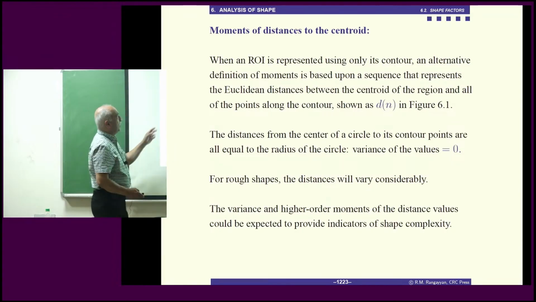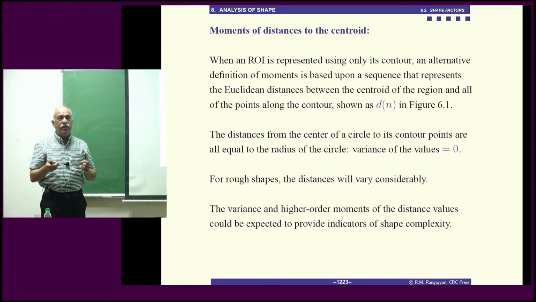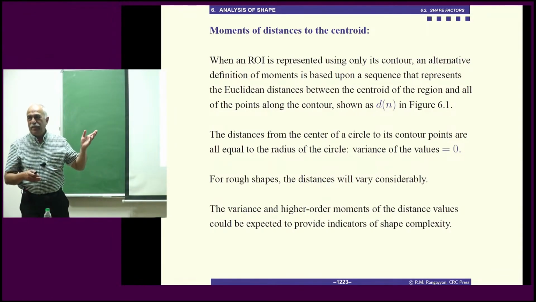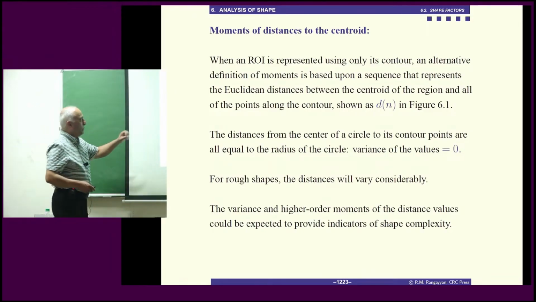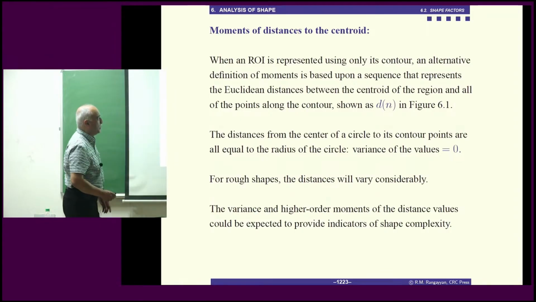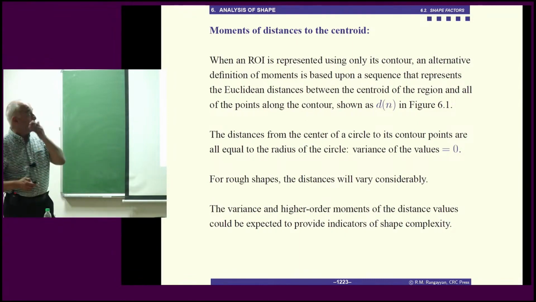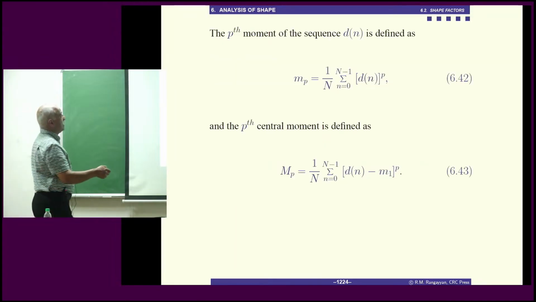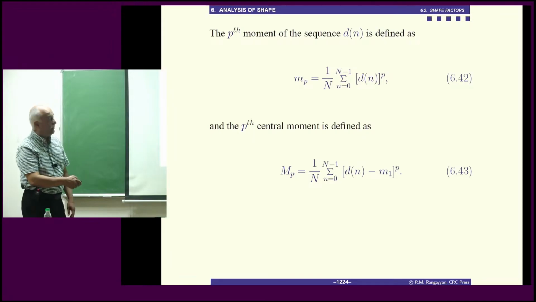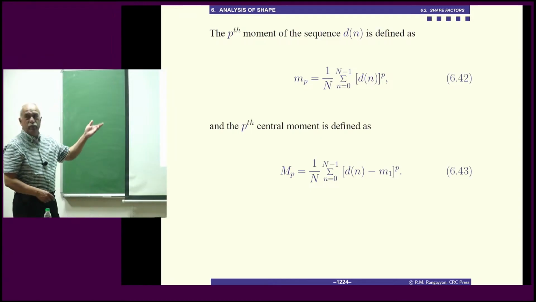The distances from the center of a circle to its contour points are all equal to the radius. So the variance is 0. The average value is the radius. So the central moments are all 0. For rough shapes, the distances will vary considerably. So variance and higher order moments of those distance values could be expected to be useful in pattern classification. So it is just dn to the power of p. For the pth central moment, dn minus m1, where m1 is the first moment, which is just the average, to the power of p. That is the pth central moment. Second order moment is the variance.